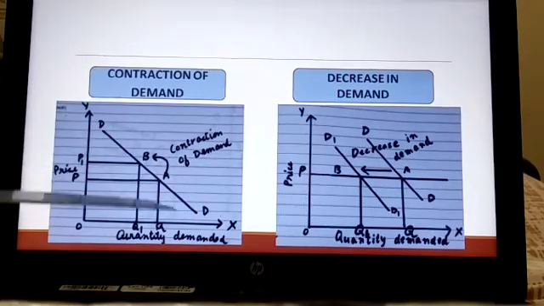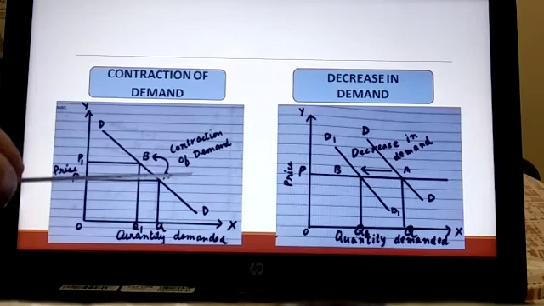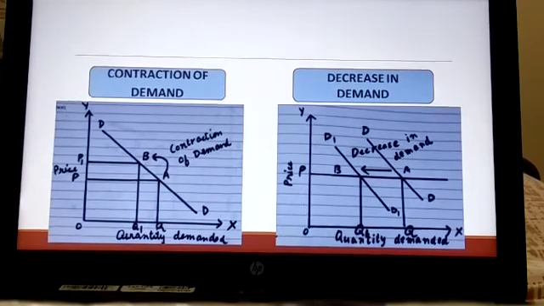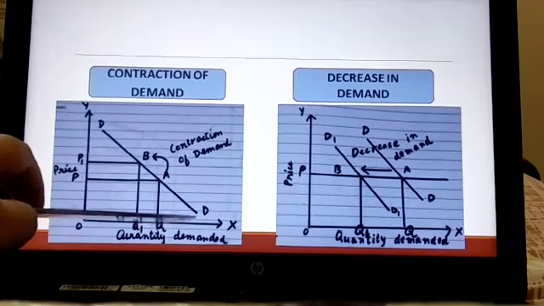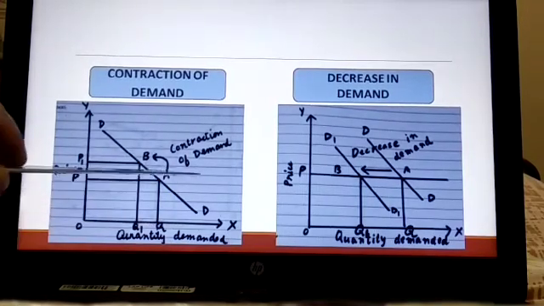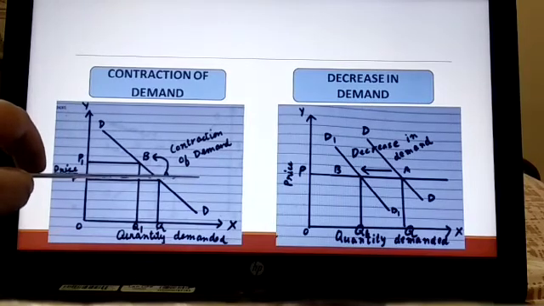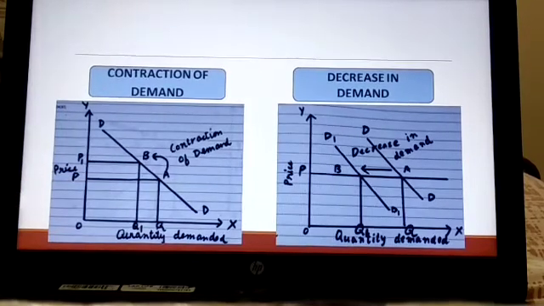Because of rise in price, the quantity demanded increases. I'm really sorry. Because of the rise in price, the quantity demanded decreases. So there is an upward movement from position A to position B.